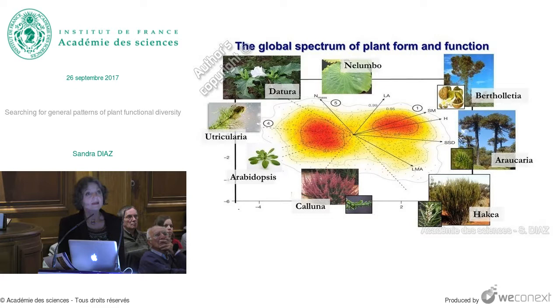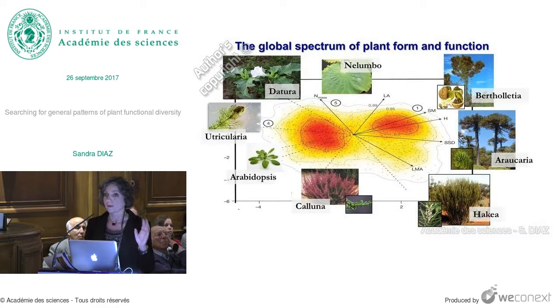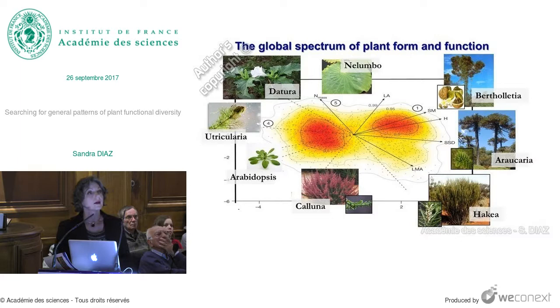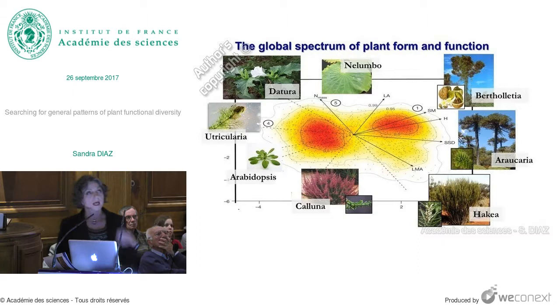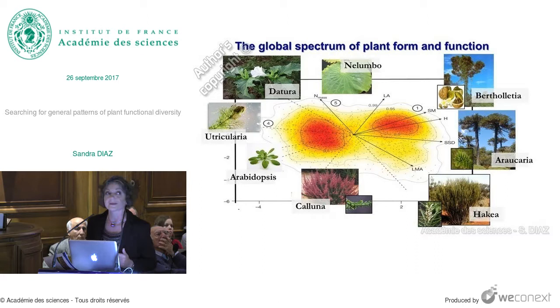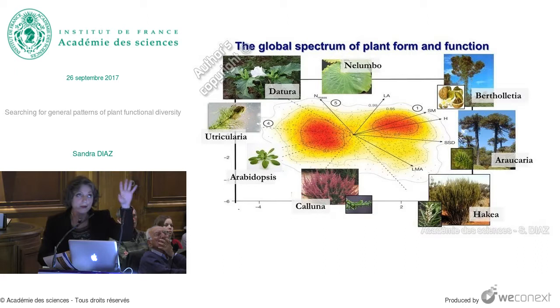At this extreme, tough-leafed, slow-growing gymnosperms, such as Araucaria, the monkey puzzle. At the other extreme, flimsy, submerged aquatics, such as Utricularia and Myriophyllum. Here, highly conservative Australian ironwoods, the genus Hakea mostly, all the way to the tender but highly toxic members of the genus Datura, the devil's snare. At this corner, heathers, and at the opposite end, the sacred lotus. So you have a feeling of what are the most extreme trait combinations here.